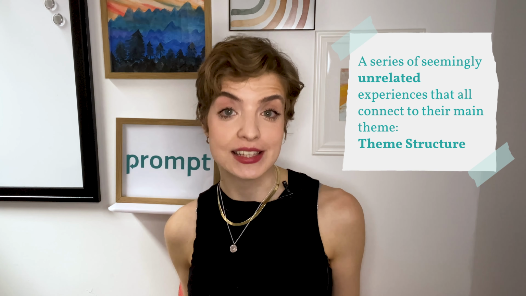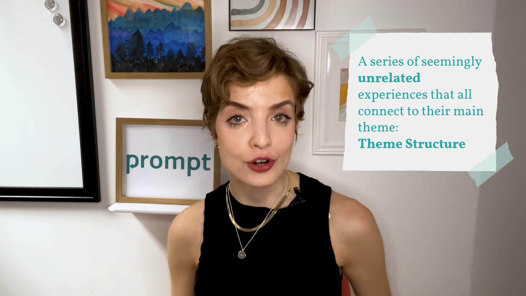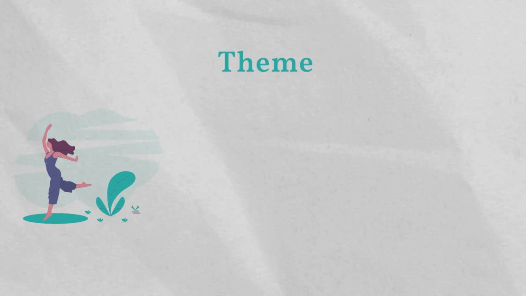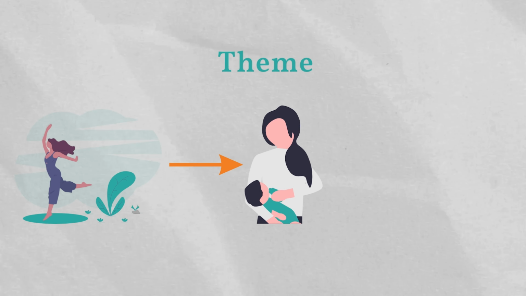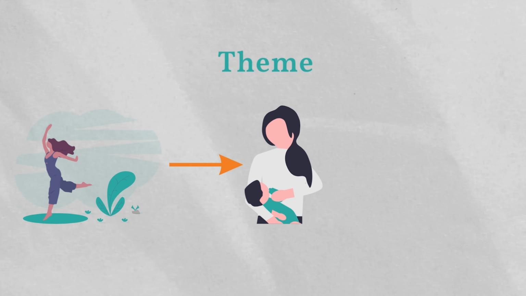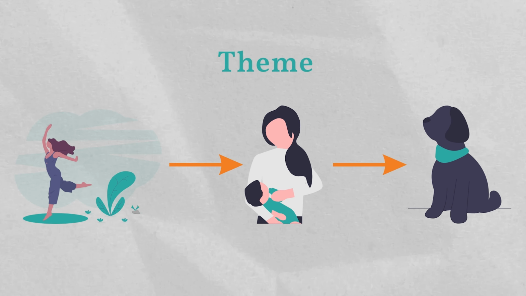But if they have a series of seemingly unrelated experiences that can all be connected under a main theme, that might indicate that the theme structure could be a better choice. For example, maybe they communicate through dance performances, but they also help toddlers to communicate using a system of physical gestures they came up with in a babysitting job, and they studied animal behavior and training and used movement to communicate in that role as well.